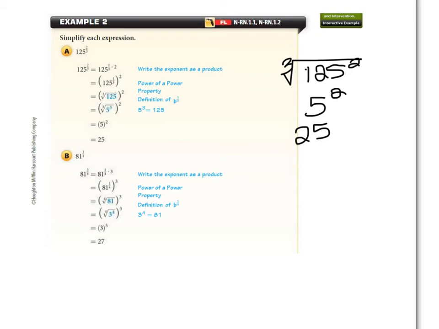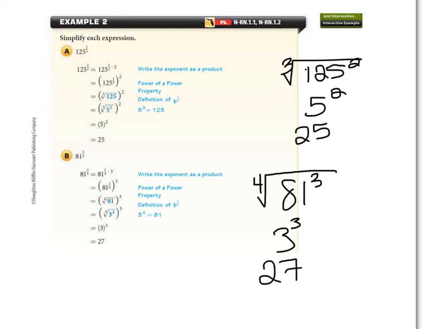So B, we have 81 to the 3/4. So again, I know I'm going to create a radical house. 81 goes inside. The top number wants to get cooled off, so the 3 goes inside the radical house. The 4 at the bottom hasn't had any sun, so it wants to stay outside. The 4th root of 81 is 3. We cube that 3, and we get 27.